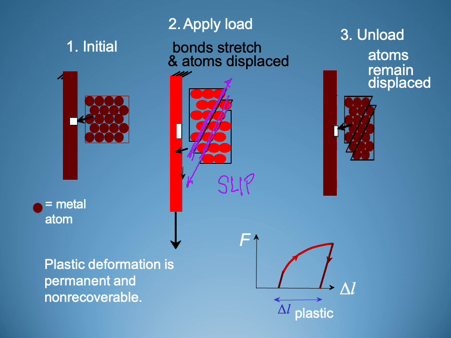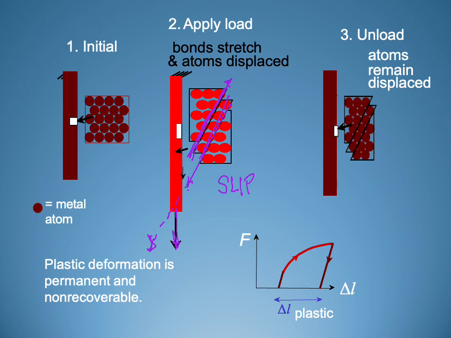So individual bonds aren't breaking. What is happening here is there's some component of this applied stress that's a shear stress, and that component of the applied stress is enough to cause these planes of atoms to shift past one another. Then, when the load is removed, that shift stays there. The bond stretching goes away, but the shift remains, and that's my permanent deformation.